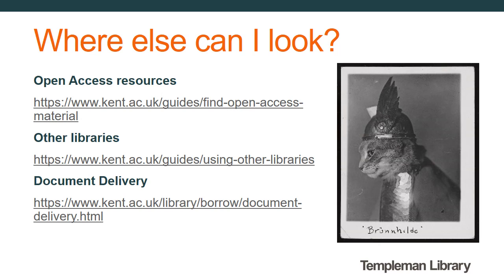And then in terms of things that we don't have in our subscriptions and that you haven't been able to find via the open access route, there is document delivery. So you can make a document delivery request via library search and choose whether it's either an article or a book, fill out the information, and then you can request the information that way.